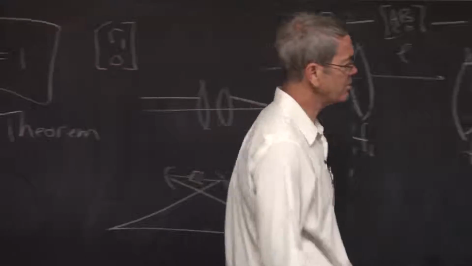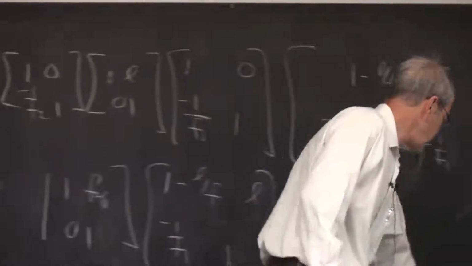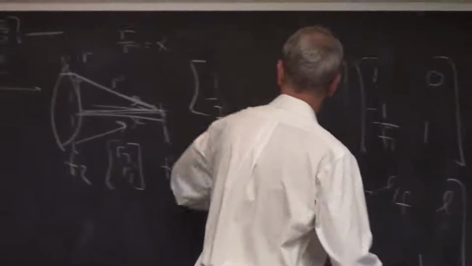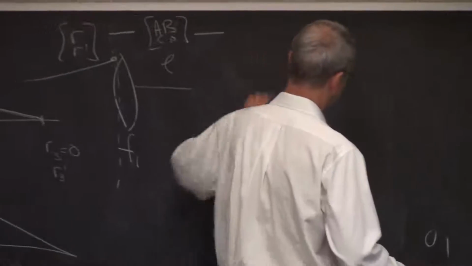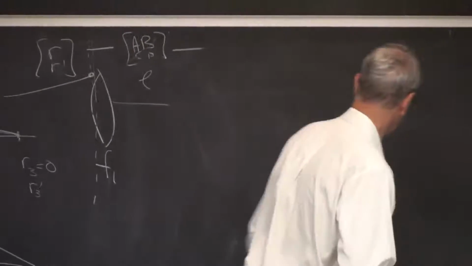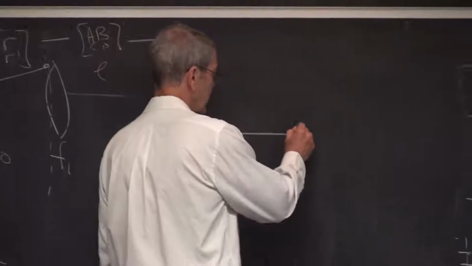Let me ask you a trick question now. What's the ABCD matrix for this? So let's say I've got a laser and I want to tune it with a prism. So I've got my cavity. I can put a prism in here.